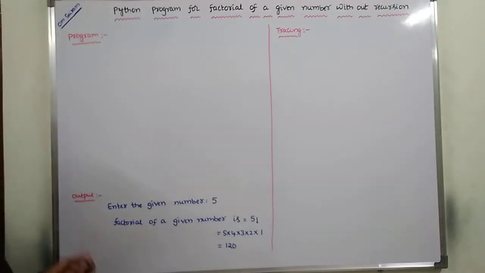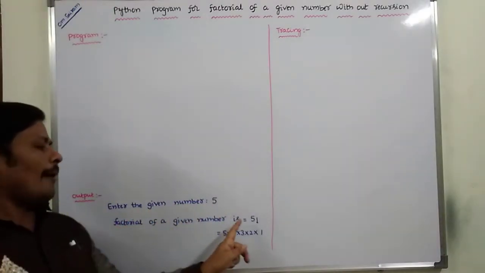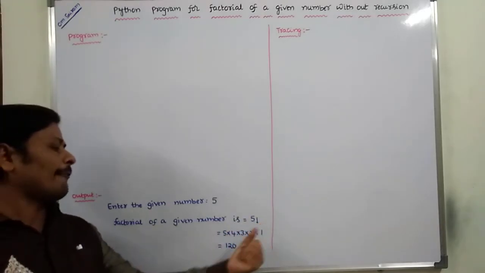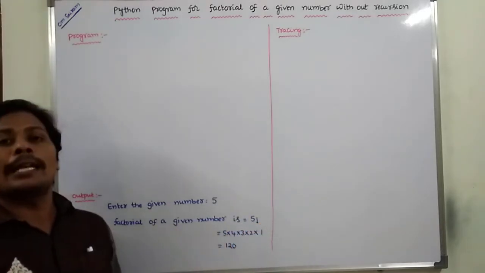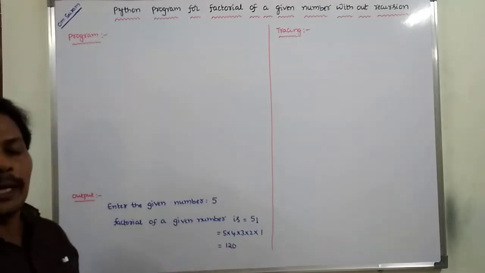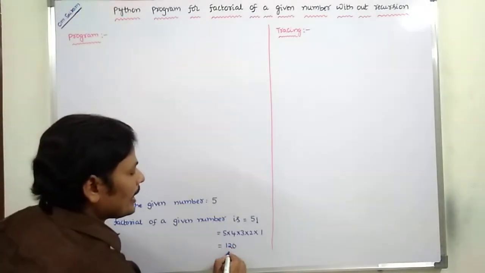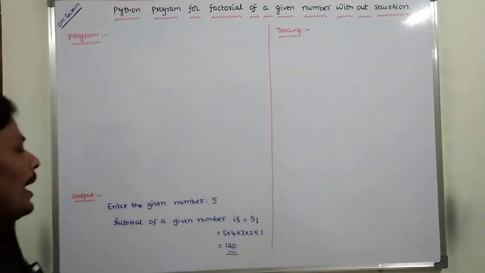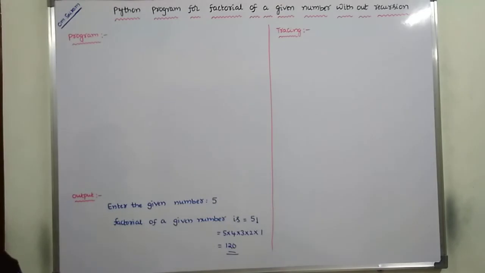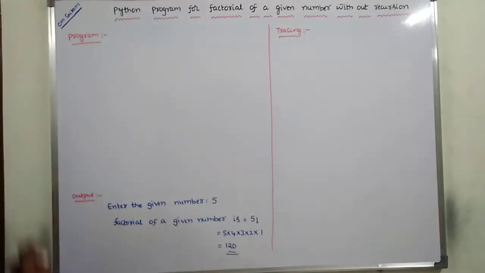Okay, so enter the given number, that is 5. Factorial of a given number is 5 factorial. 5 factorial is equal to 5 into 4 into 3 into 2 into 1, that is equal to 120. Now 120 is the answer. Okay, how are we finding out the factorial of 5? Okay, now we are going to the program.